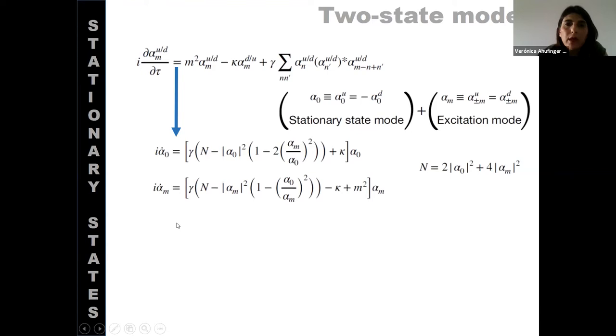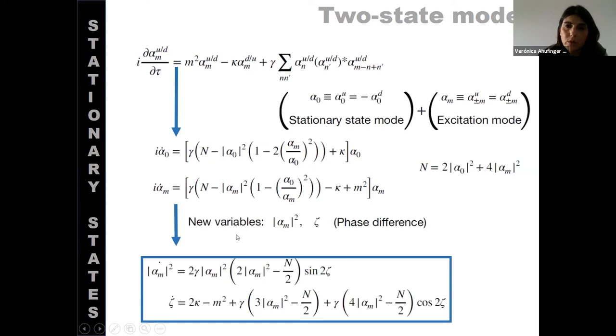Nevertheless, we have imposed here particle conservation and we have derived two new variables. These new variables are just the modulus square of the probability amplitude of the excitation mode and the phase difference between the excitation mode and the stationary mode. By doing that, we get two real coupled equations that are what we call this two-state model.